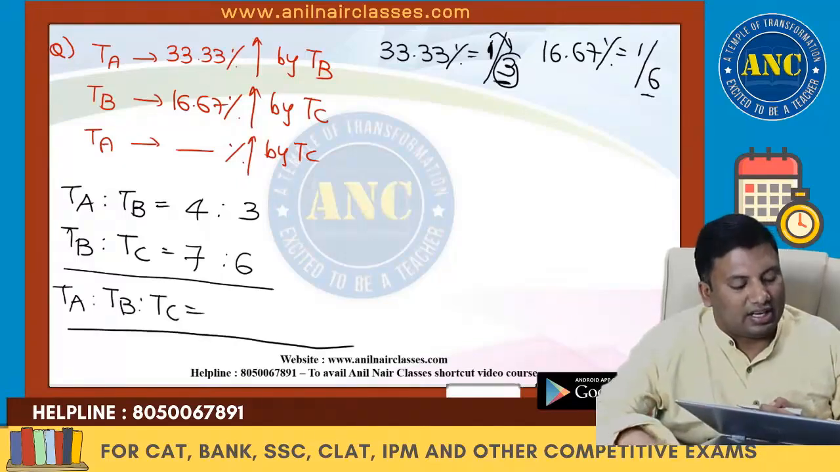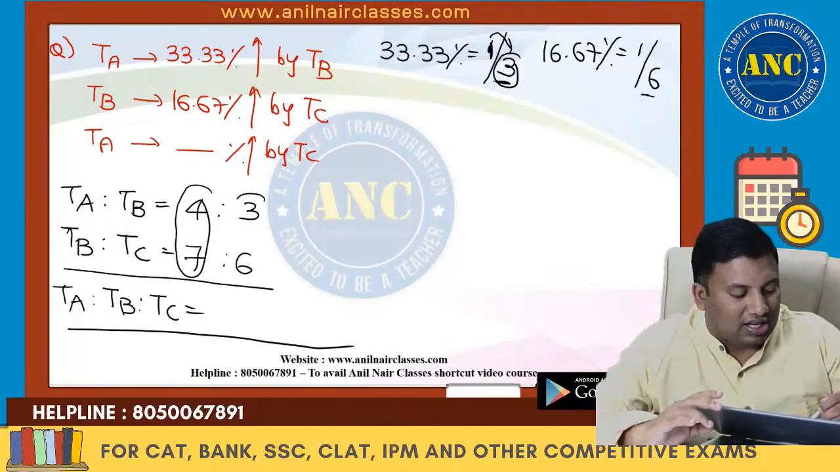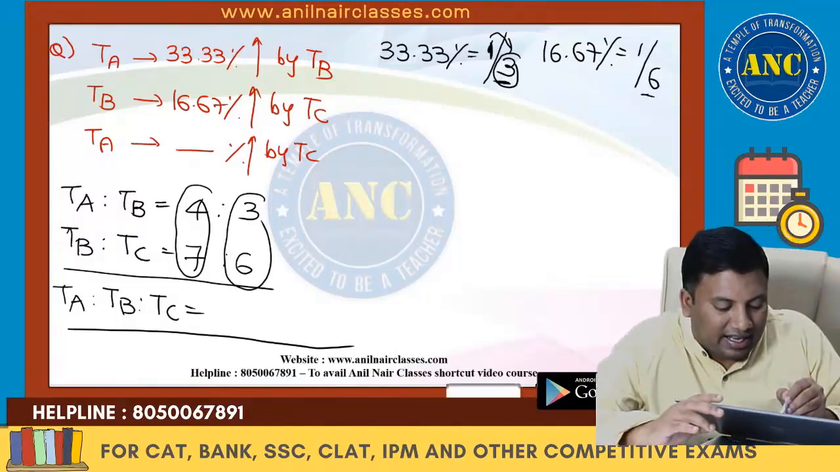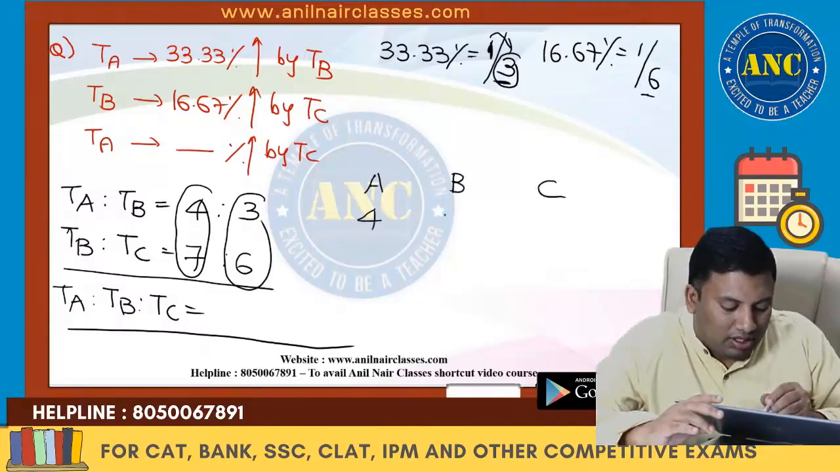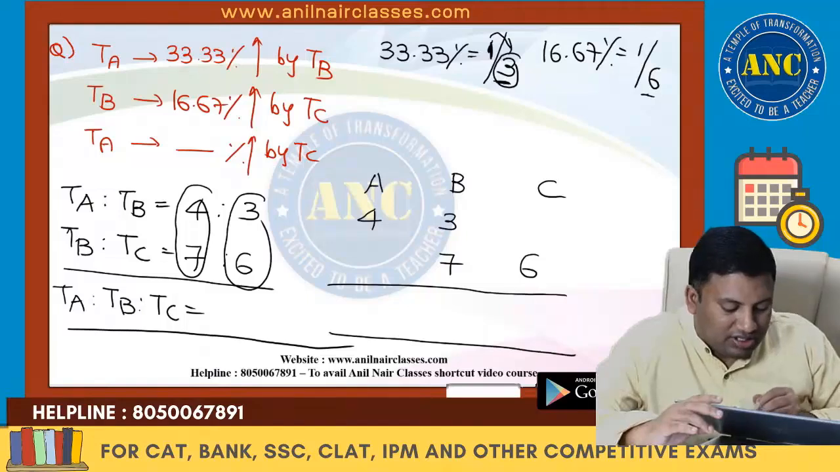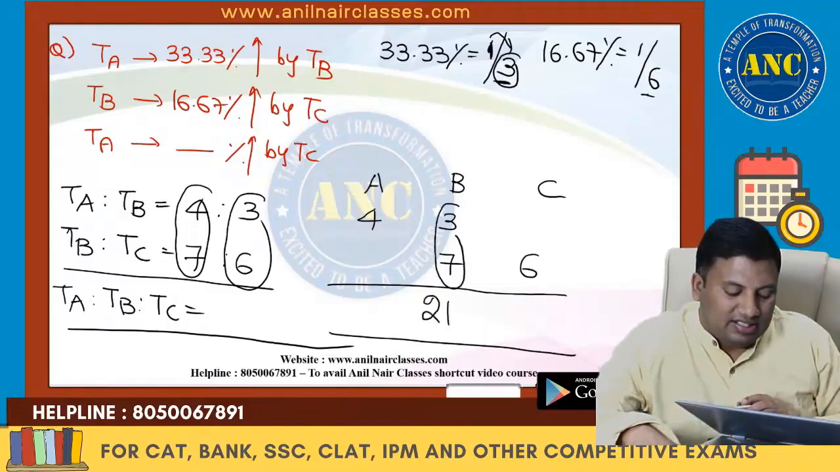See here, listen carefully. These are the first values. These are the last values. It is nothing but writing like this. This is A, this is B and this is C. A is 4, B is 3. B is 7, C is 6. Make the values the same. 3 7s are 21. Yes or no? 3 7s are 21.